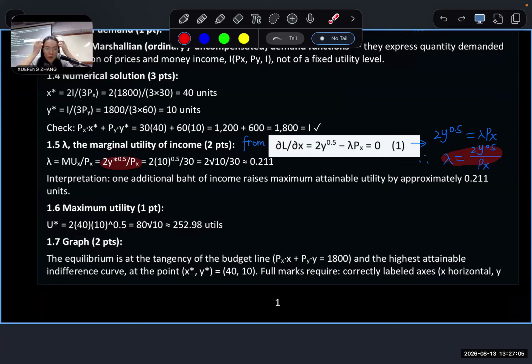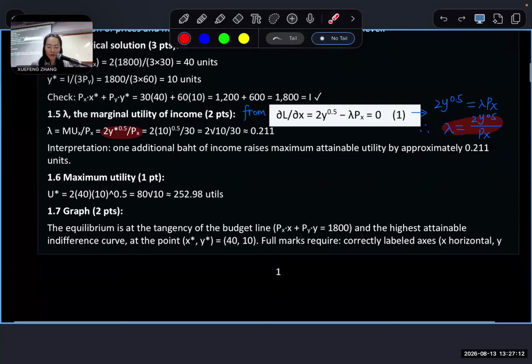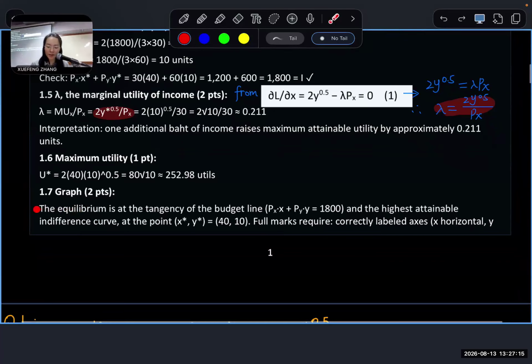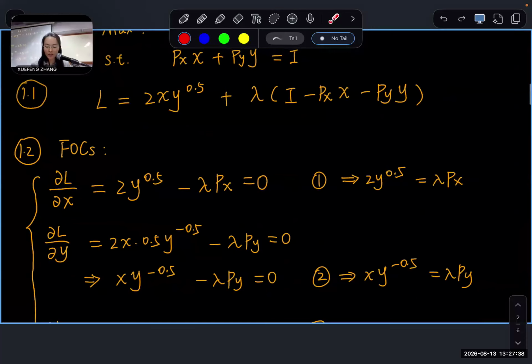So next one, 1.7, draw the graph. Not so many of you can draw the graph. Okay, so let me show you. The equilibrium is at the tangency of the budget line Px x plus Py y equal 1,800 and the highest attainable indifference curve at the point. This is the optimal consumption bundle, right? X star, Y star, 40 and 10.